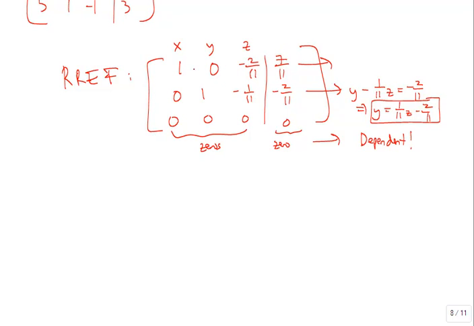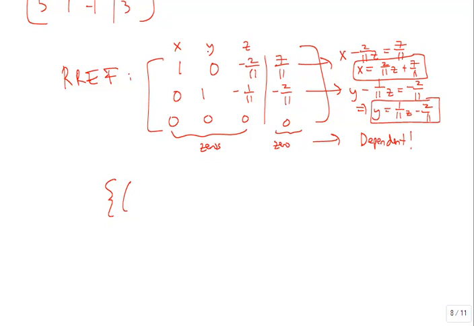Let's go to the top row. This says that x minus a 2/11ths z is supposed to equal 7/11ths. Let's solve that for x by adding 2/11ths z over to the other side, and now I know what x needs to be. So this is how I like to write my solution.